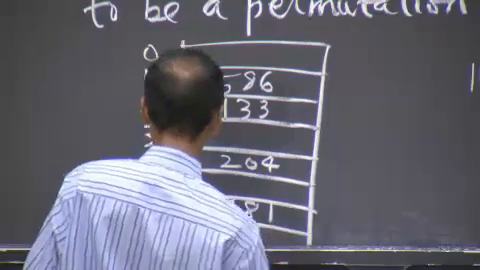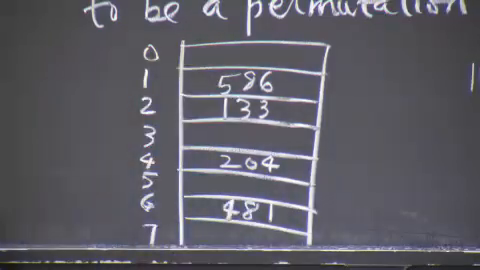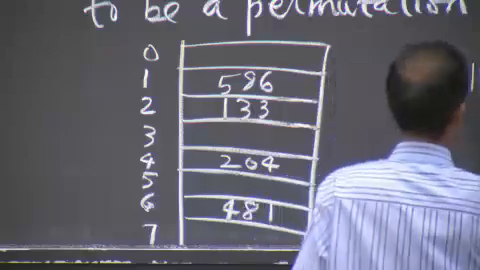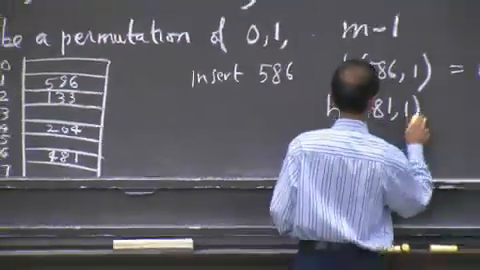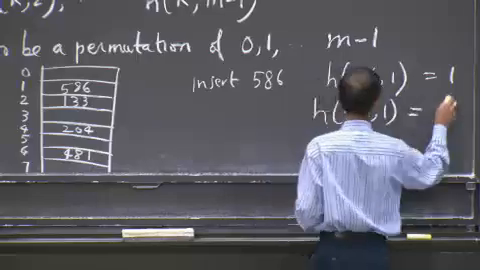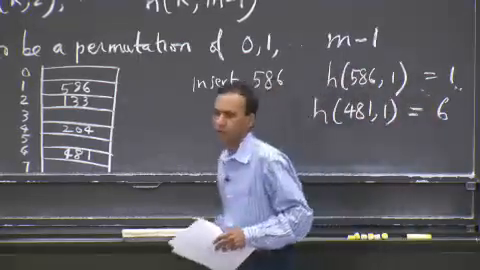481 out here, and so on. And because the hash table is empty, my very first trial is successful. All right? So h of 481, 1, I'm not going to write this all out, but h(481, 1) happens to be 6, and so on.